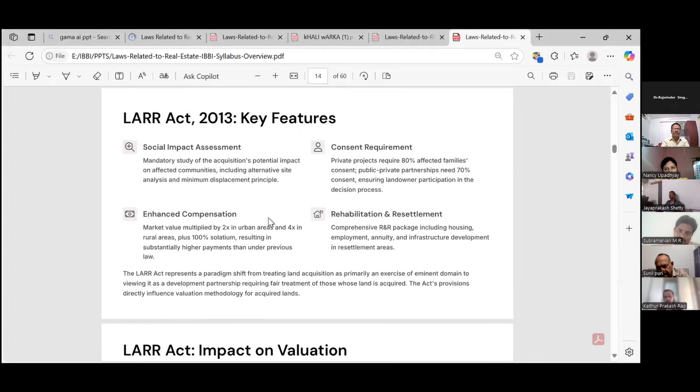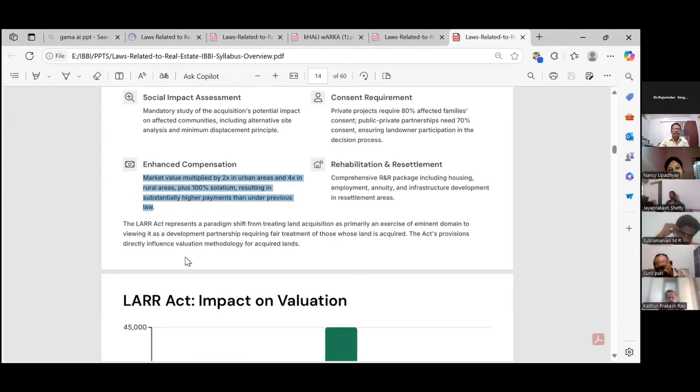See here, this thing you have to remember. The market value is multiplied by 2 times in urban areas and 4 times in rural areas, plus 100% solatium is given. See the compensation which is given, you must remember this. This can be asked in your MCQ also. So you may go through this presentation, which is there.